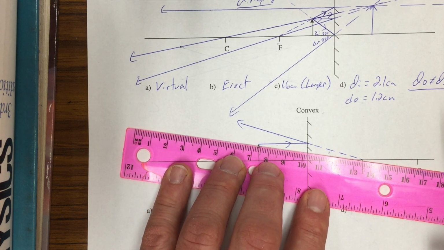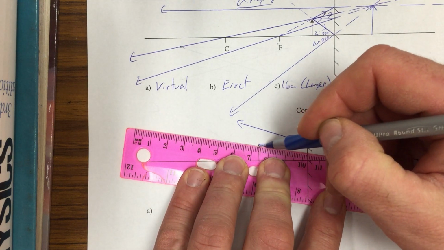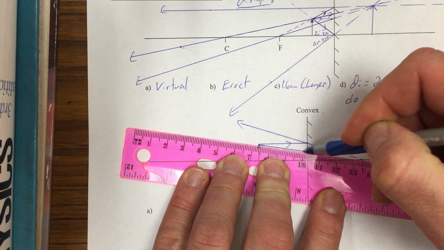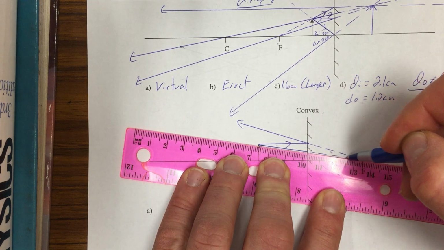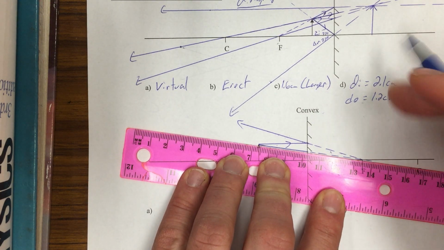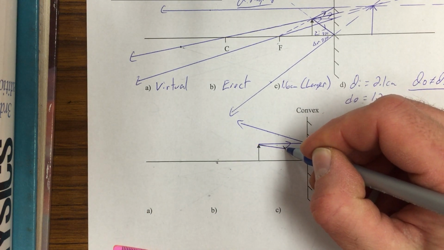We're going to line up our ruler with F. We're going to go solid line from the tip of the object to the mirror. Once we hit the mirror, we're just going to switch to dashed lines to show that we are using F as our direction. That light ray goes in.